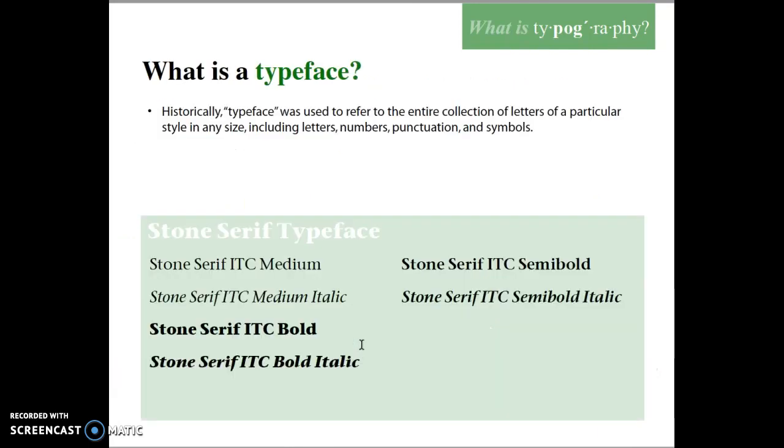Okay. So what is a typeface? Now, it's interesting because Microsoft really kind of conflated these ideas. Historically, typeface was used to refer to the entire collection of letters of a particular style in any size, including letters, numbers, punctuation, and symbols. So when we talk about a typeface like Times New Roman or Tecton or Myriad Pro, it means the whole series, including everything that we don't always use. That is a typeface.